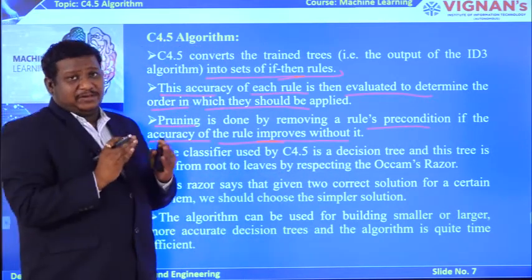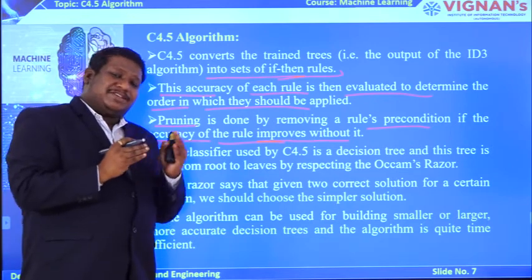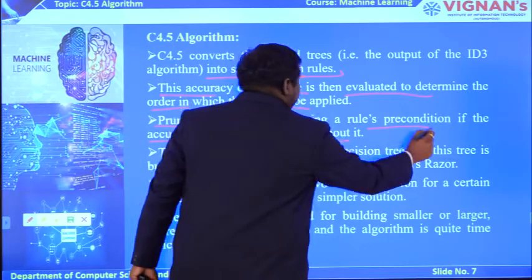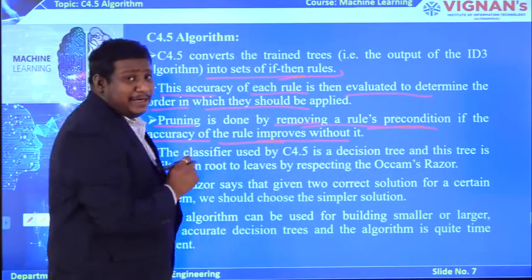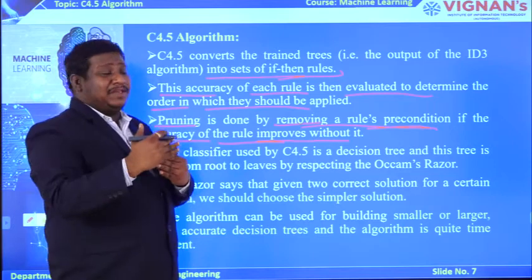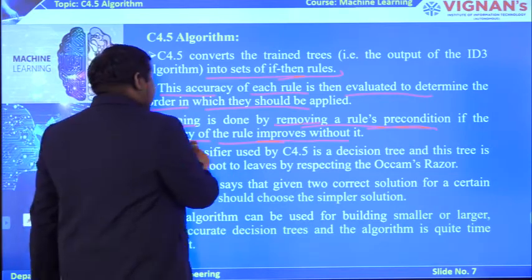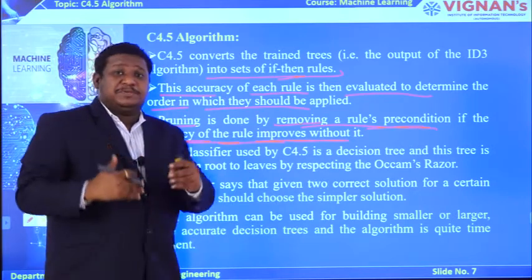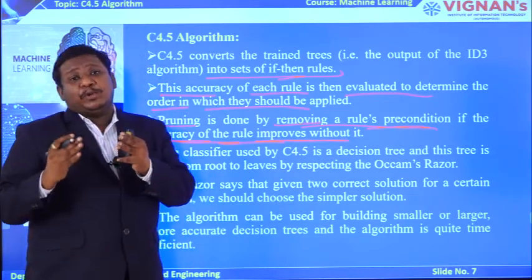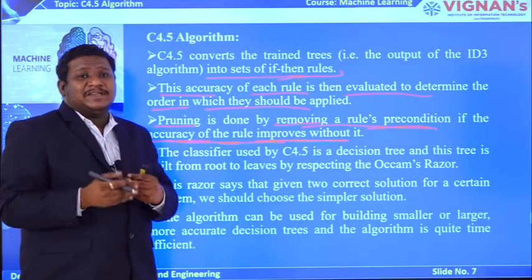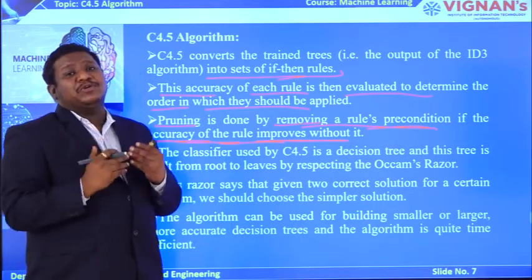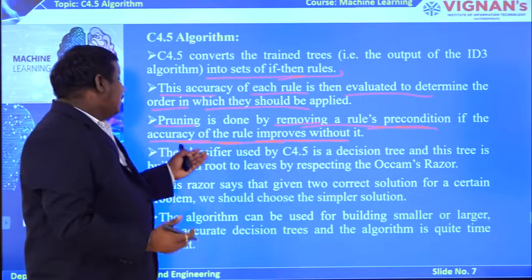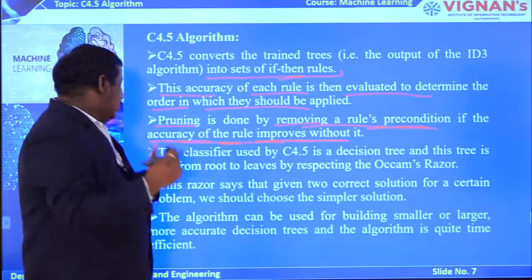So, pruning is done. That means we are going to cut or make changes to the existing one. How? By removing a rule's precondition. If a rule has a precondition and the accuracy of the rule improves without it, then we are going to prune that precondition. Why? Because it improves its value without that condition. So, we can just remove that condition such that the accuracy is automatically improved.